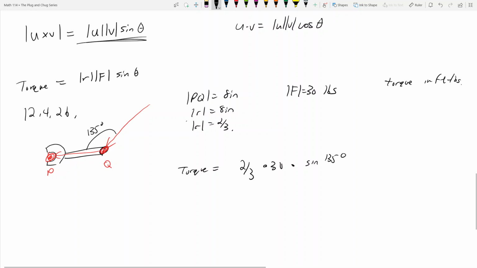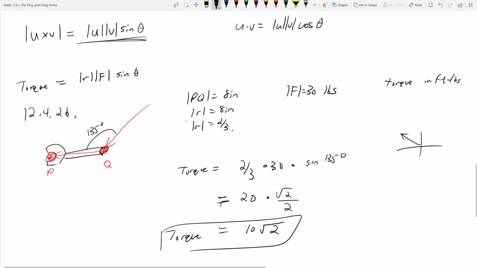Okay, and what is that? That's going to be equal to 20 times, what's the sine of 135? Root 2 over 2. Yeah, that sounds right. Right, 135 is here. Okay, so yeah, it's root 2 over 2, and so this becomes 20 times root 2 over 2, and 10 root 2 is going to be your torque. Okay, and so not hard at all to find.